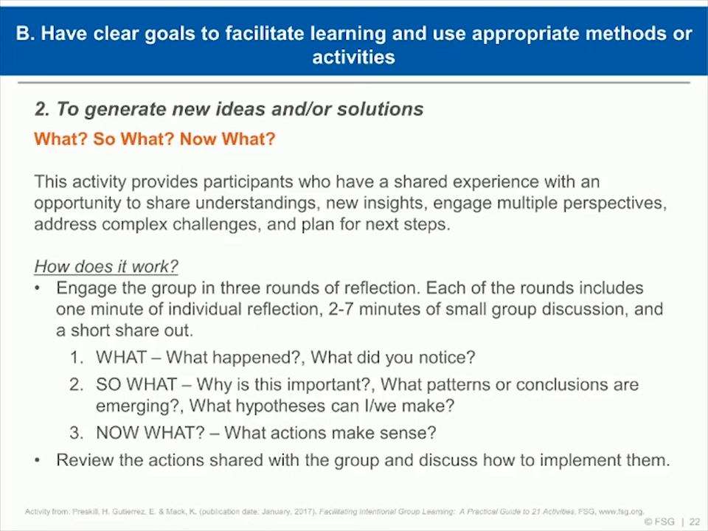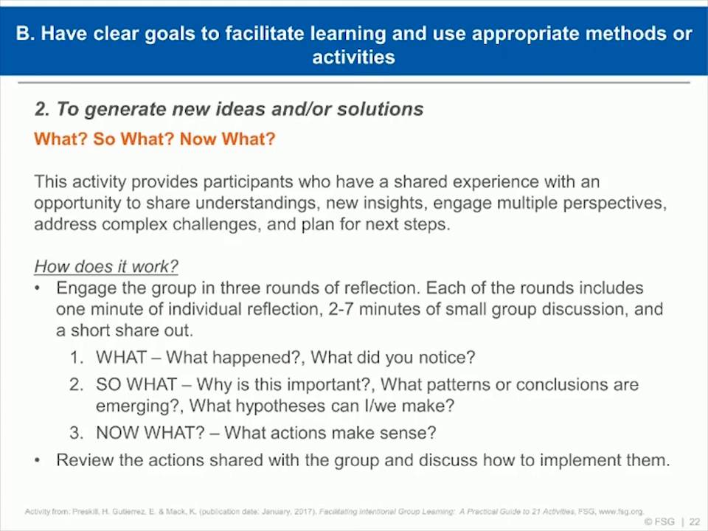And the way this activity works is you can engage the group in 3 rounds of reflection. Each of the rounds will include 3 different aspects. The first one is 1 minute of individual reflection, and then 2 to 7 minutes of small group discussion, and then a small share out. So you're going to do this 3 times. During the first round, you can ask what happened, what did you notice about what happened, to start gaining a common understanding of these shared experiences.